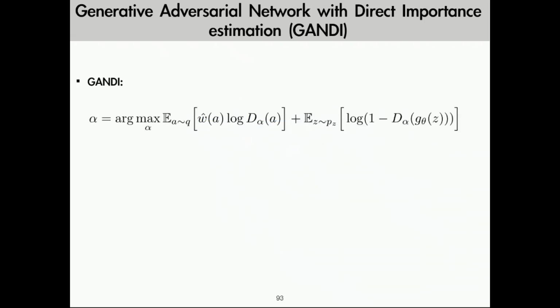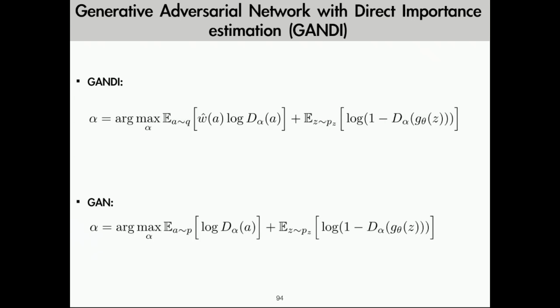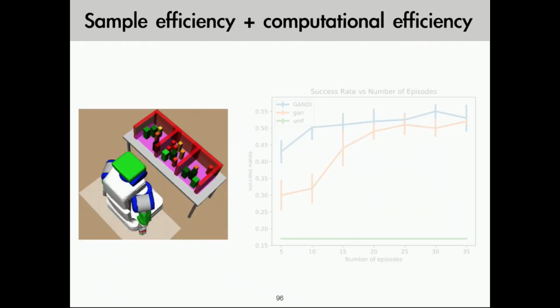So if we estimate the importance ratio and change the GAN objective, then we arrive at GANDI, which is our algorithm. The key difference between the GAN objective and ours is that we now write the expectation with respect to Q, because we've multiplied the inner term in the expectation with the importance ratio that we've estimated. If we do this, we gain sample efficiency plus computational efficiency.